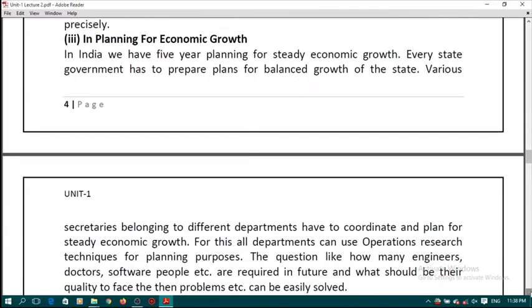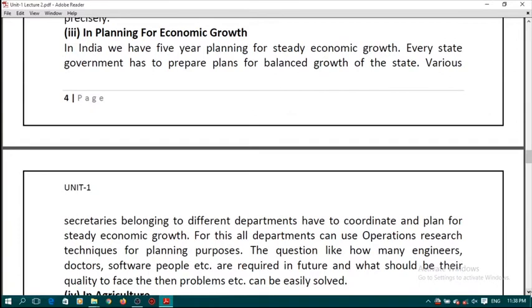The next field is planning for economic growth. In India, we have 5-year planning for steady economic growth. Actually, not just in economic growth, every person is usually planned for 5 years. This is the general psychology.